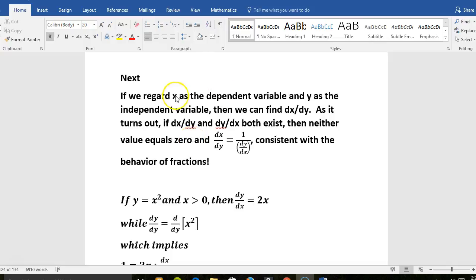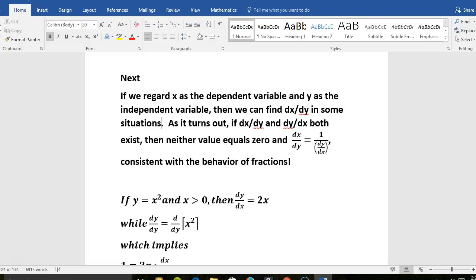Hello again. Let's look at this paragraph first, and then we'll do an example. If we regard x as the dependent variable instead of the independent, and y as the independent variable instead of the dependent, then we can actually find dx by dy in some situations. And I need to put in some situations.